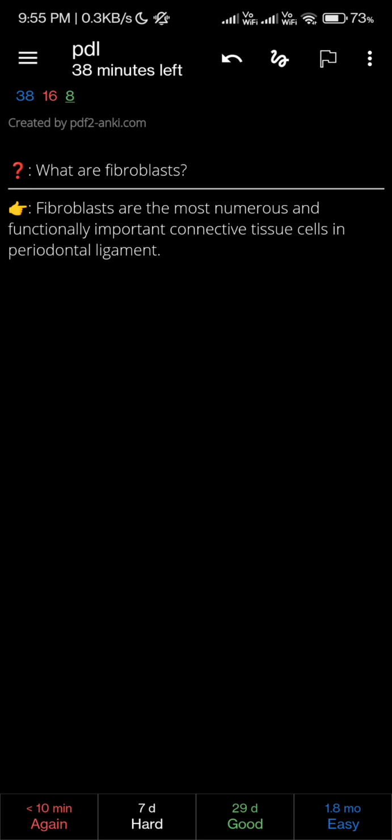So what are fibroblasts? Fibroblasts are the most numerous and functionally important connective tissue cells in the periodontal ligament.